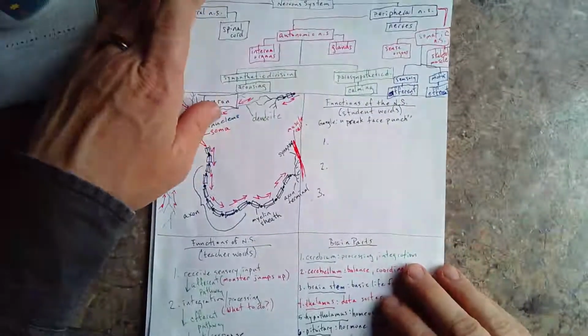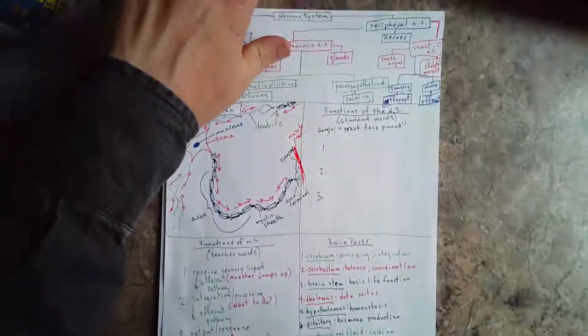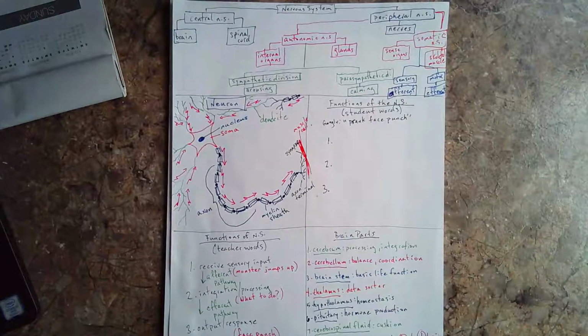Okay, so that's it. That's my set of notes on the nervous system. This is the last set of notes on theme 4. Test on Thursday. Let me know if you have questions.